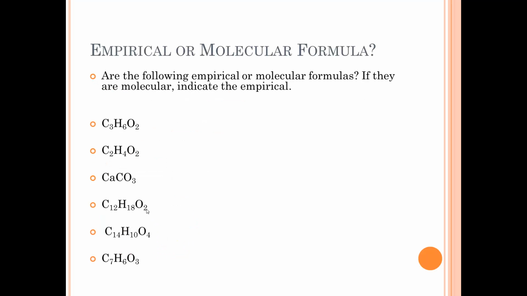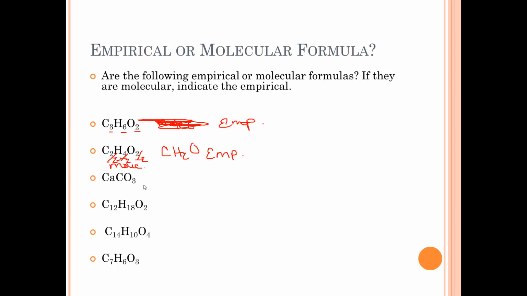So let's take a second to review this. Are the following empirical or molecular formulas? If they're molecular, indicate the empirical. So let's start with the first one, C3H6O2. Those numbers are not divisible by the same number, so therefore this is an empirical formula. C2H4O2. Those are all divisible by the number 2, which becomes CH2O. That means this is a molecular formula because it's reducible, and this is an empirical formula.